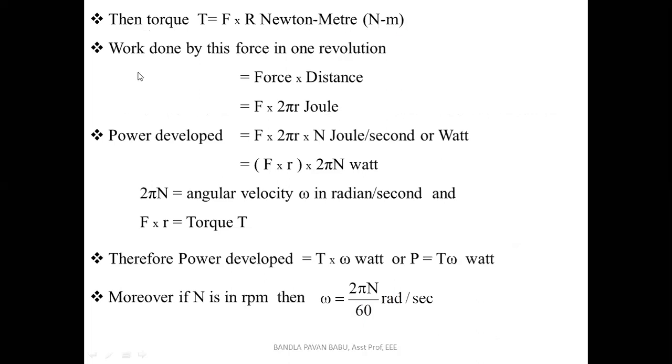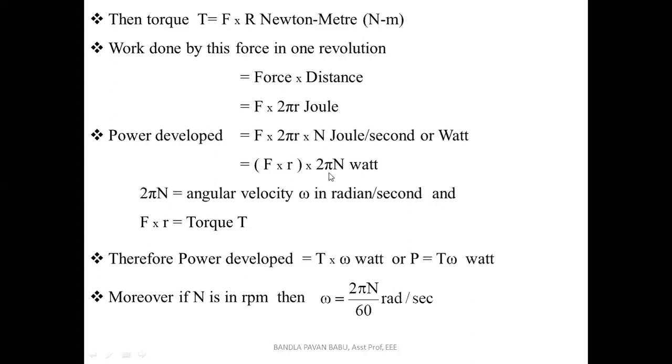The work done by this force in one revolution is equal to force into distance. Okay, so where force is F and the distance is 2 pi r and the units are joules. So work done by this force is F into 2 pi r. Okay. Next, according to this, the power developed here is P equal to F into 2 pi r into N. Okay, so where N is the speed in RPM. Okay, next, which is equal to F into r into 2 pi N.